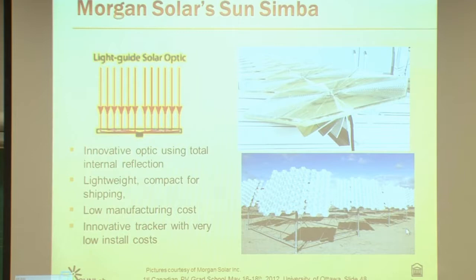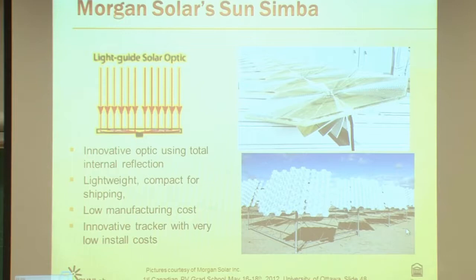Morgan Solar is a company in Toronto that the SUNLAB here works with. They have an innovative design that uses total internal reflection. There's a multiple layer structure here that's able to deflect the light into a lower light guide layer, which carries the light towards the center, goes off a central optic, and onto the cell. You're seeing here the Gen 3 design, which is a hexagonal structure, and those fit together like a honeycomb. These end up being very compact, very lightweight, which makes shipping low, and it's also aimed at being low in terms of manufacturing cost.